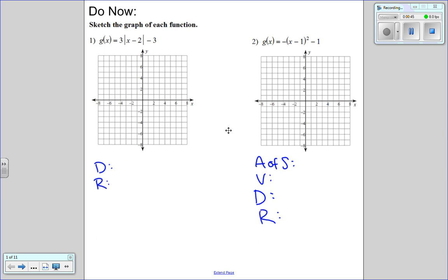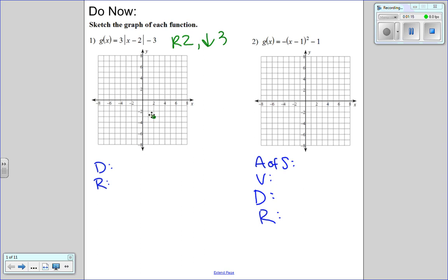So looking at our absolute value function first, again, we always think about what our transformations are doing, what we expect to see. Looking at this one, the x minus 2 tells me my graph's going to go to the right 2. And it's going to go down 3 because of that minus 3. So that's where my vertex is going to be, at positive 2, negative 3. From this 3 in front, it is positive, so my graph is going to be opening up, not down. It does not flip over, since that first 3 is positive.